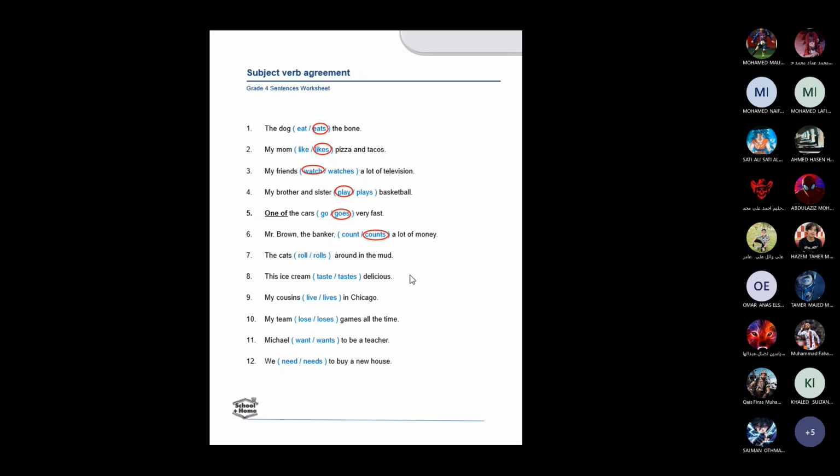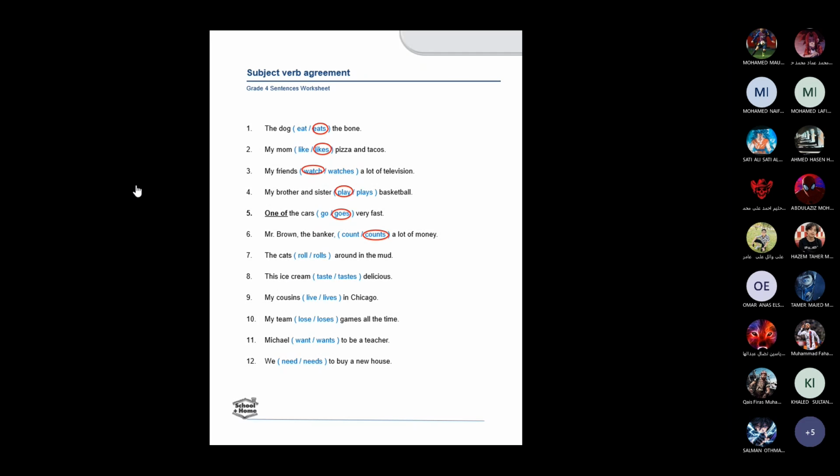Fahad Naif. Yes, mister. Number seven, yes, Fahad. The cats roll around in the mud. Okay, why? Because the subject ends in S. So the verb must be without S. This is what you want to say? The cats roll around in the mud. Because cats has S at the end. Yes, it is a plural noun. Okay, very good.